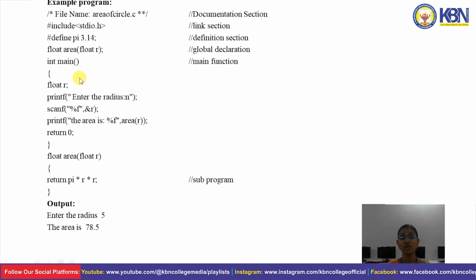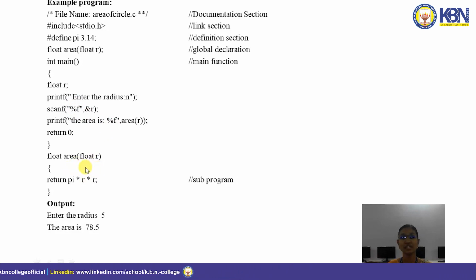In the main function we are declaring the r variable, and printf enter the radius. Okay, this variable can be read with scanf %f, ampersand r. The area of the circle will be printed. Let's see the subprogram section. I am discussing subprogram, which means user defined functions. Users can create these subprogram functions. Let us create float r.